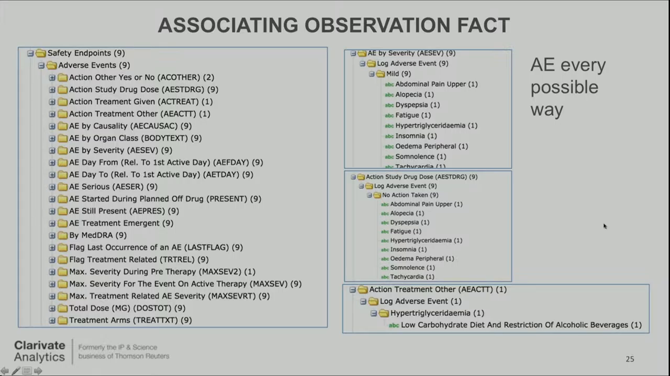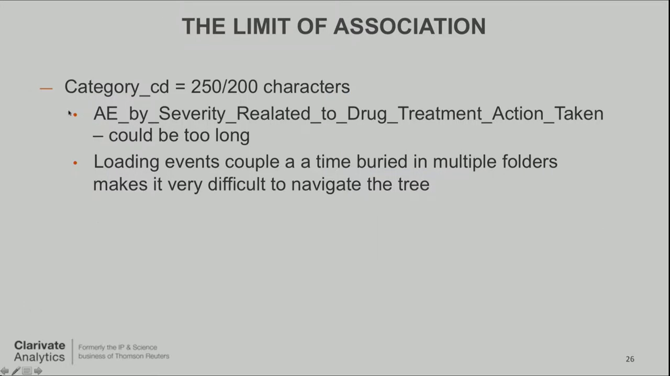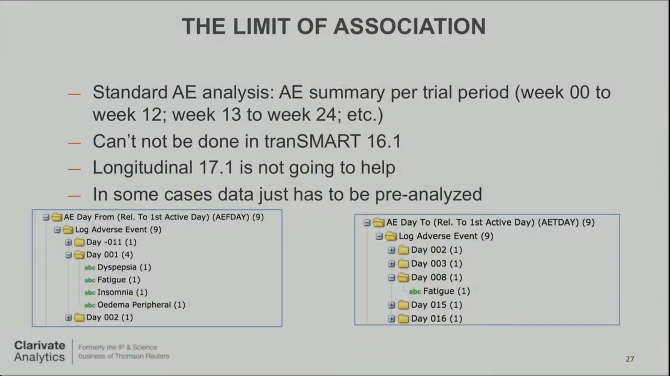This still doesn't really answer all of the issues, because first of all, your category CD has a limit. It's 250, maybe 200 in some instances, and the whole category path from the study name to your data is 500. So there are only so many associations that you can make. And also, if you make your tree really granular, too deep, it will be very hard to collect the observation facts that you want and construct a subset out of it. So you don't really want to bury everything. So you're trying to do the best you can. And even then, there are still some analyses that you probably won't be able to do. And it's just something to be aware of.